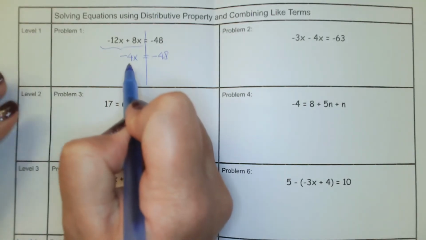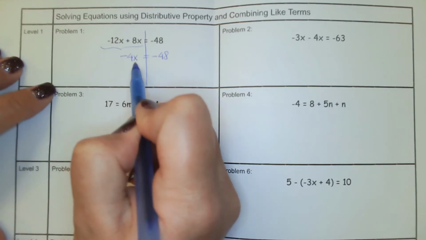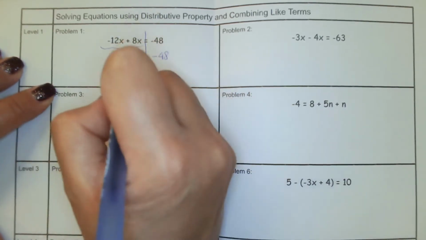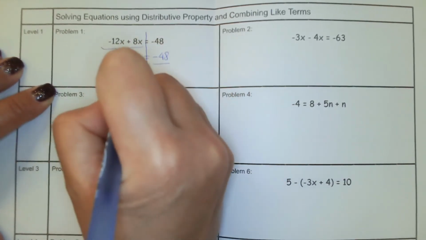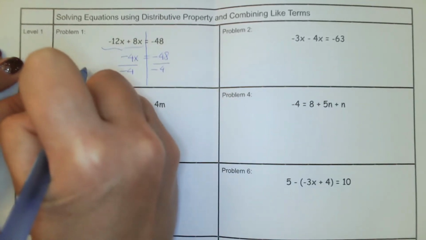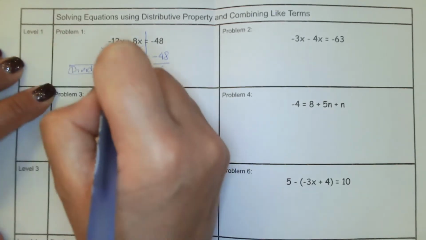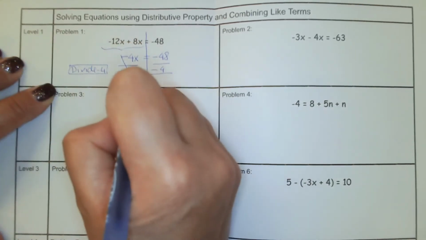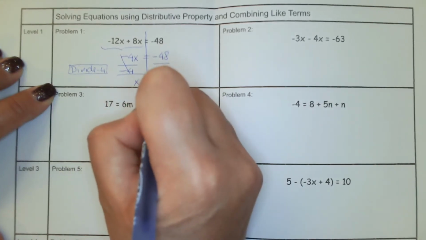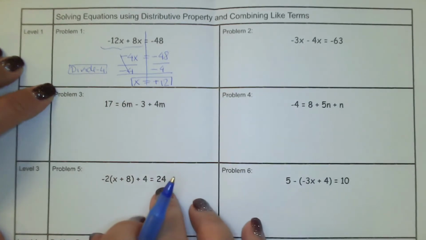Now I have this variable term where negative 4 is multiplied by x. So what I have to do is use inverse operation division and divide by that negative 4. Negative divided by negative is positive 12. Here's my solution.